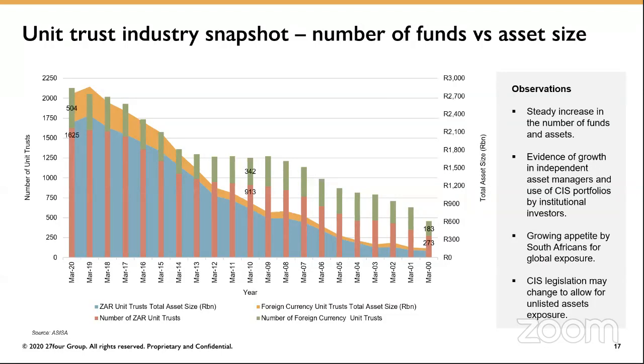So we're seeing the growth from 2000 all the way to 2020. Over a 20-year period, the number of unit trusts has grown from 273 all the way to 1,625, and from 183 global portfolios to around 504 global portfolios. In recent years, particularly over the past 5 years, the domestic markets have contributed flat returns, particularly the equity markets, flat returns to any investor.